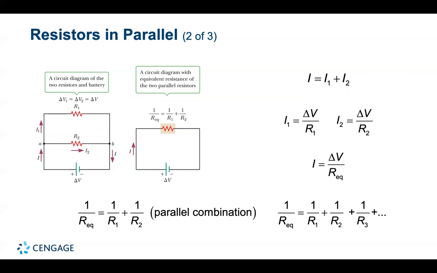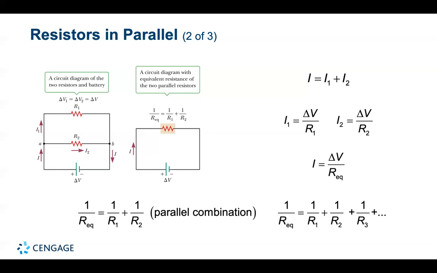Because charge is conserved, the current I that enters point A must equal the total current I1 plus I2 leaving that point. The potential drop must be the same for the two resistors and must also equal the potential drop across the battery. So we can apply Ohm's law to each resistor, and we can do the same thing with the equivalent resistor in the right-hand figure. If we substitute our results into the current equation and cancel delta V, then we get the following relationship.